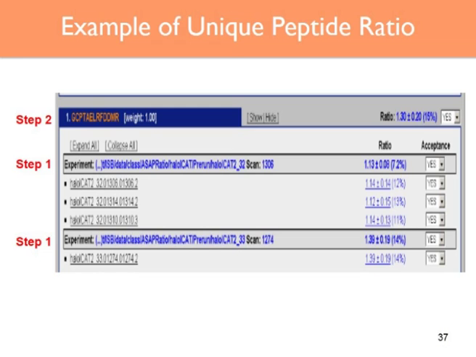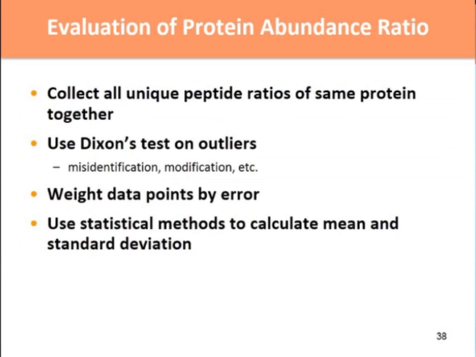And the next step, well, almost the final step, is to calculate a protein ratio. So now you have the unique peptide ratio. Now it's fairly simple at this point. You get all the peptide ratios of the same protein and throw away the outliers. You also do a weighted average based on their error. This is standard statistics: a large error carries low weight, a low error carries larger weight. And you calculate the mean and standard deviation of the ratio for that protein.